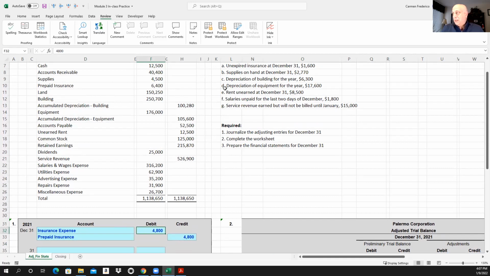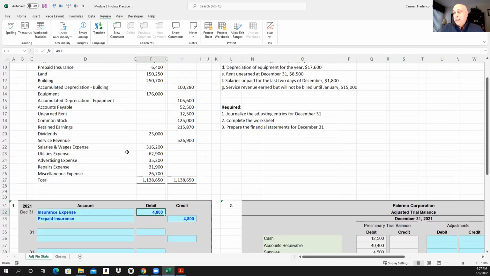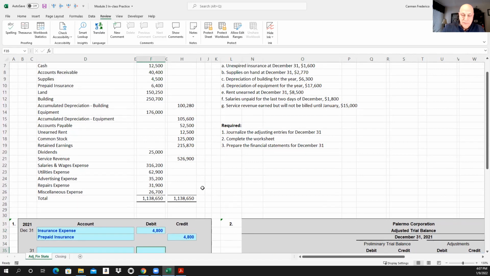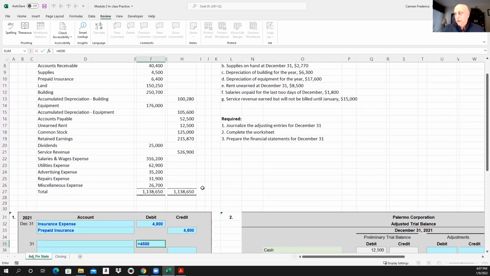Now transaction B, supplies on hand, $2,770. So again, we take the difference between what's on our trial balance, I'll put the formula in here, 4,500 minus the 2,770.